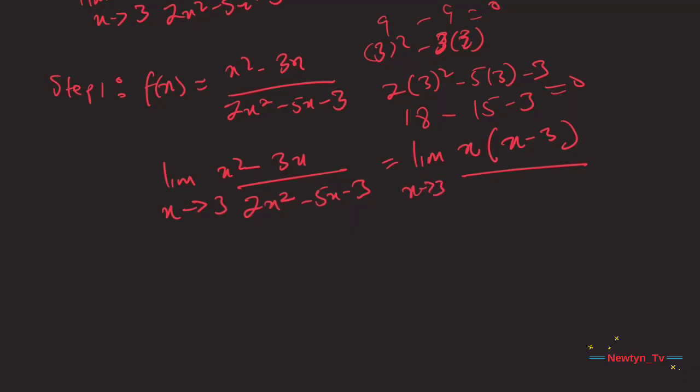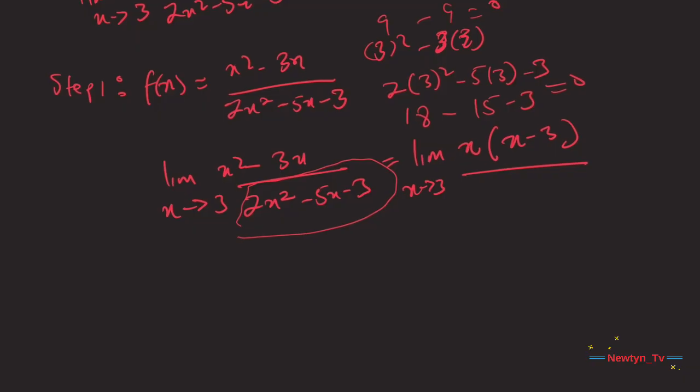Now here too we have to factor the denominator. When we do it, we should get x minus 3 into bracket 2x plus 1. If you don't know how to do this type of equation, watch my video on how to simplify this type of equation. So when we simplify, we are going to get x into bracket x minus 3 over x minus 3 multiplying 2x plus 1.